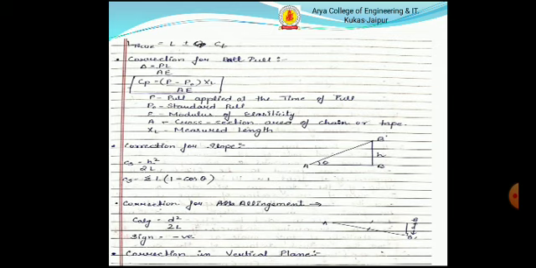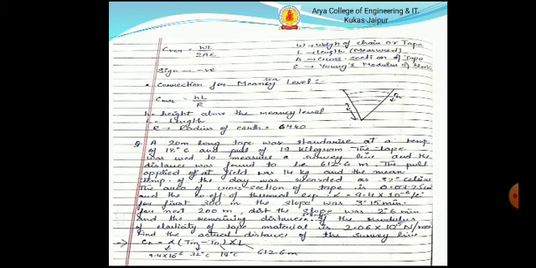Correction for alignment. Here is the formula: d square by 2l, sign negative. Correction in vertical plane: wl upon 2AE, where W is the weight of chain or tape, L is the length, A is the cross section area of the tape, and E is Young's modulus of elasticity. Correction for mean sea level. The formula is hL upon R, where small h is the height above the mean sea level, L is the length, and R is the radius of the Earth, which is 6440.